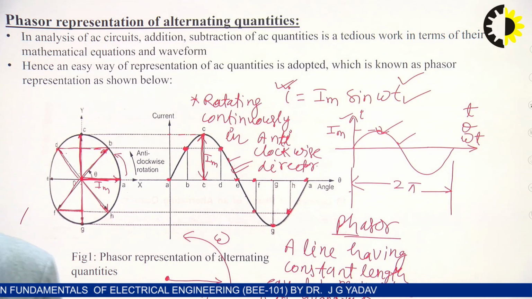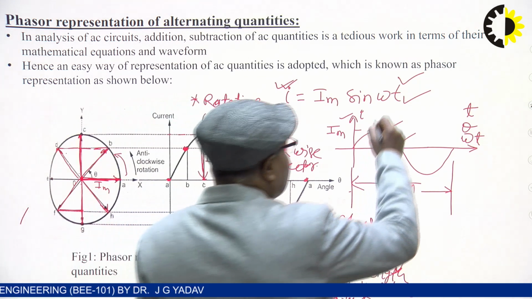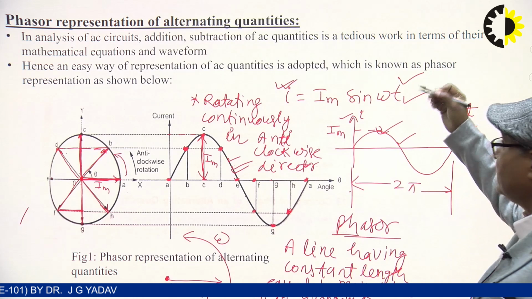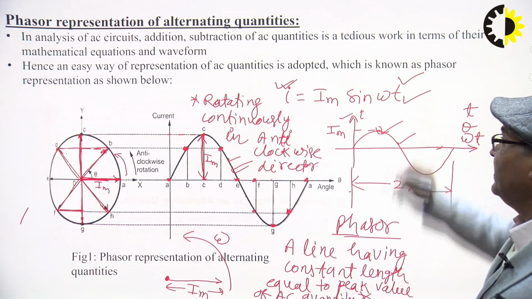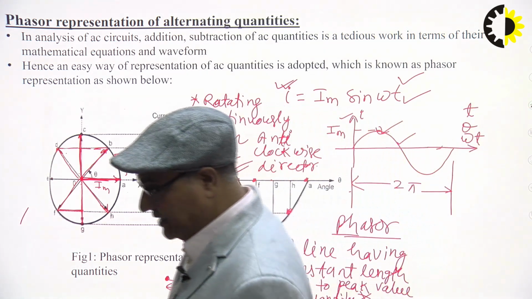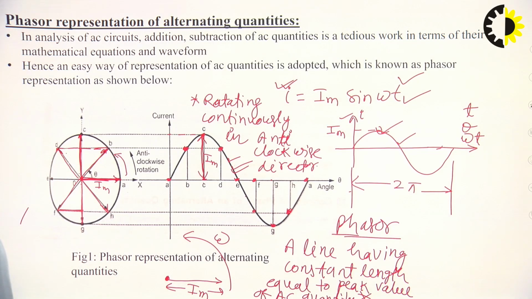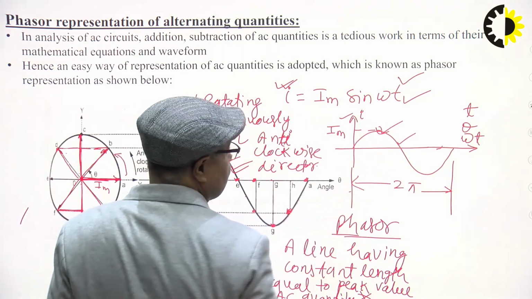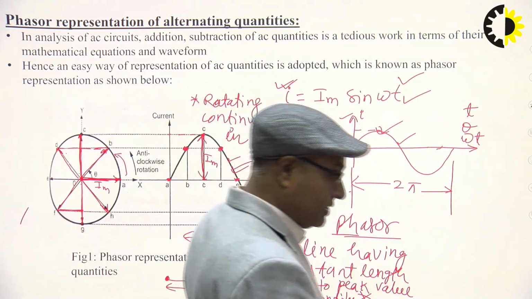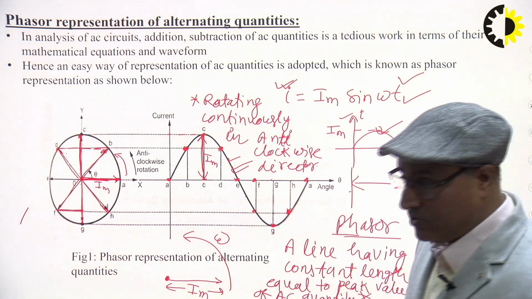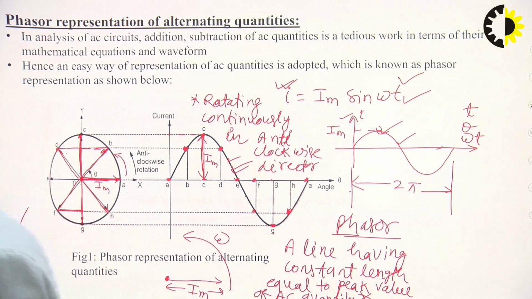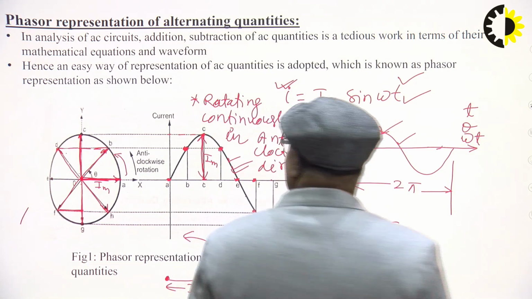that is, addition, subtraction, multiplication and division of alternating quantities, which in the mathematical form is very difficult. Any mathematical operation on AC quantities becomes very difficult. Suppose there are a number of currents I1, I2, I3 represented in this mathematical form or waveform; their addition, subtraction, multiplication, division, etc. is very difficult. That's why this phasor method of analysis is used for mathematical operations of addition, subtraction, division and multiplication. Now we will go ahead.